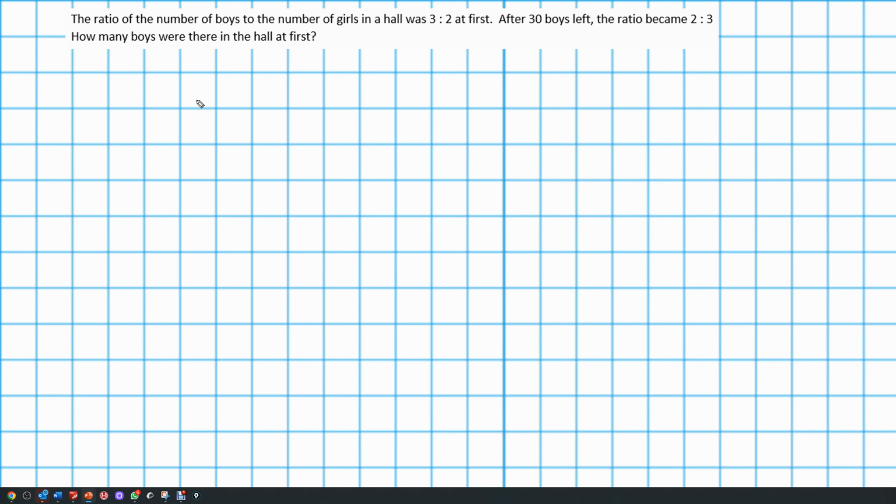Okay, so we've got girls and we've got boys. I'm going to do boys and girls. Okay, and we have got 3 to 2. I'm going to make them big just because I've got a big space to fill up. So this is how big each of my parts. So this is one part. So that's 1, 2, and 3. Okay, so that's 3 parts here to 2 parts here.